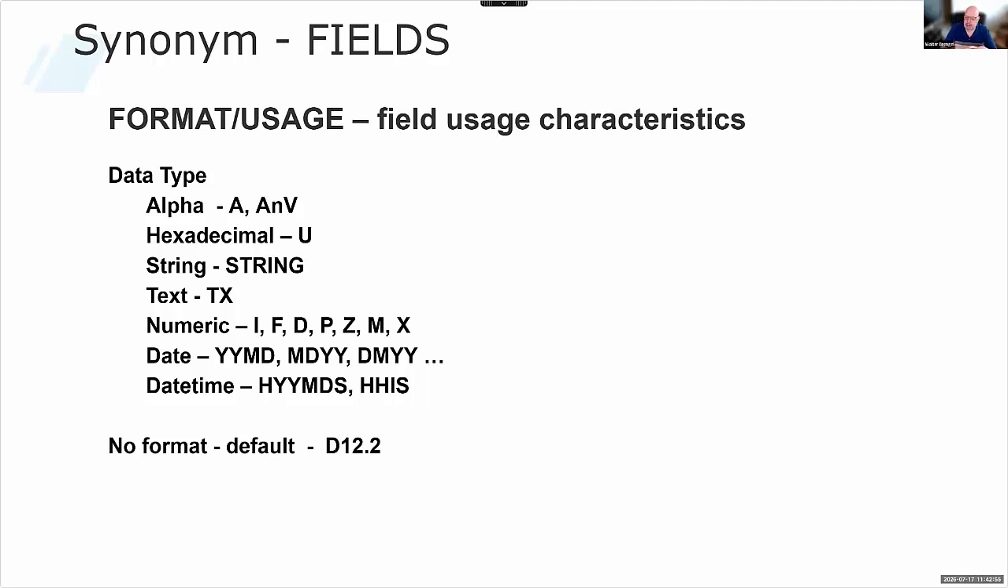The M is double precision decimal, but it's stored differently. It's stored as a base 10 number, so it helps avoid a lot of rounding issues. And then X is basically the M, but you get twice the precision. You got your dates, and then you have your date times. If you don't specify a format for a field, the default is the 12.2.